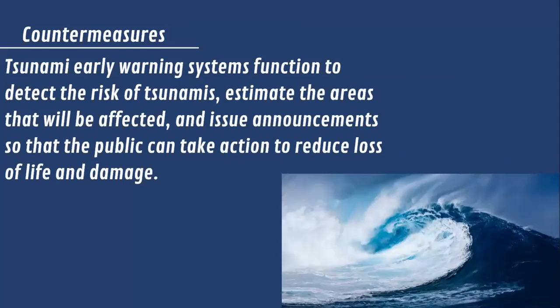Countermeasures. Tsunami early warning systems function to detect the risks of tsunamis, estimate the areas that will be affected, and issue announcements so that the public can take action to reduce loss of life and damage. Tsunami early warning usually starts with the occurrence of a large earthquake of magnitude 7 or more. When such an earthquake occurs, residents of nearby areas can be immediately warned with a rough estimate of the size or arrival time of the tsunami.